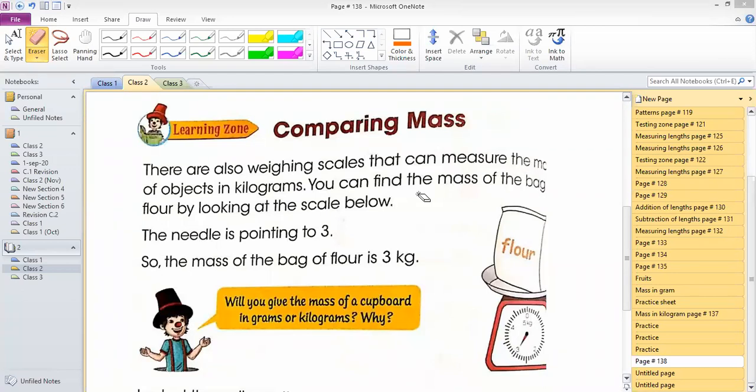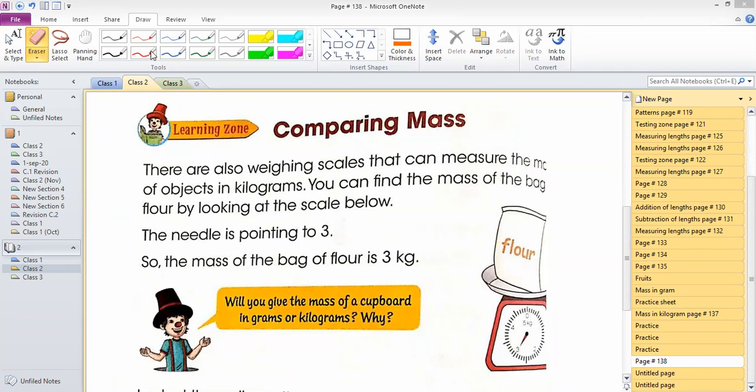Guys, like we compare the lengths, here we are going to compare masses. That means we will compare two objects. Which is heavy, which is light. How much heavy one object or one thing is than other, or how much light one object or one thing is than other. Let's start what's written in the book.